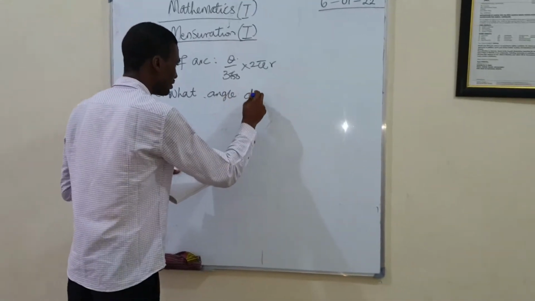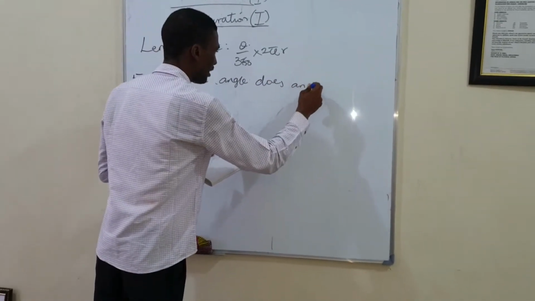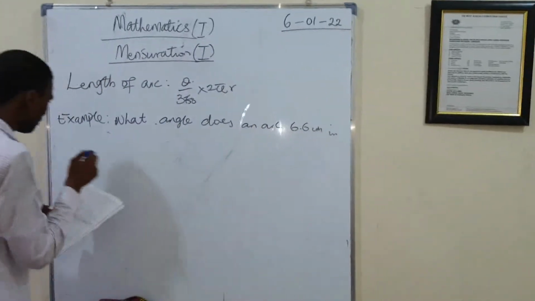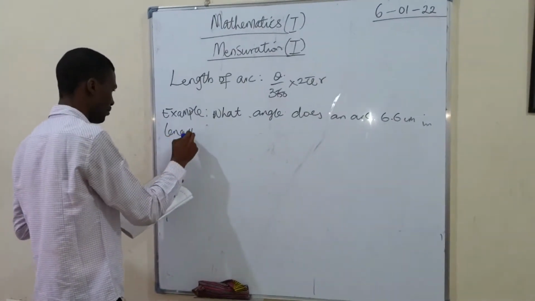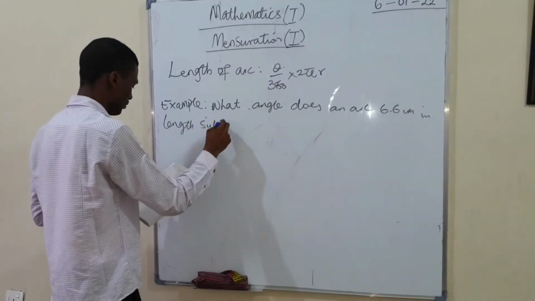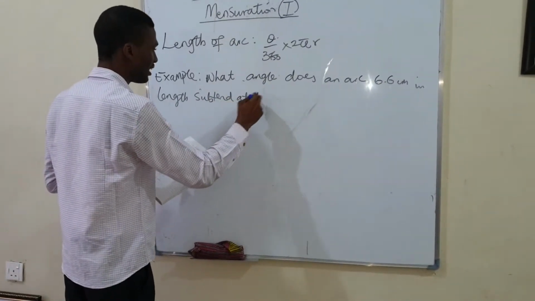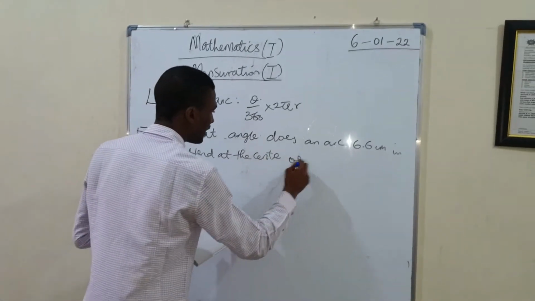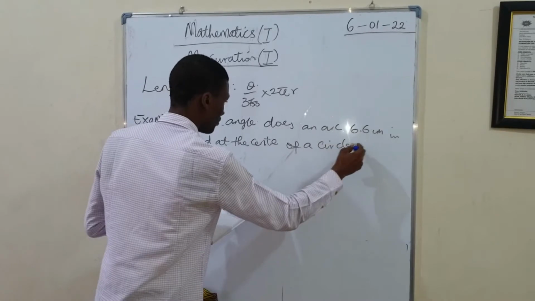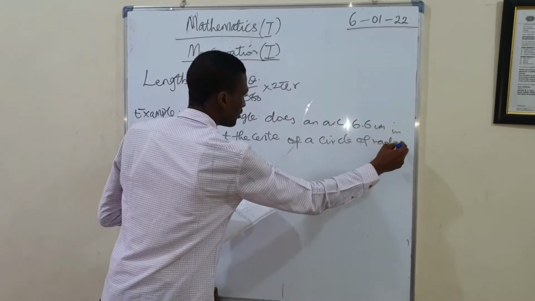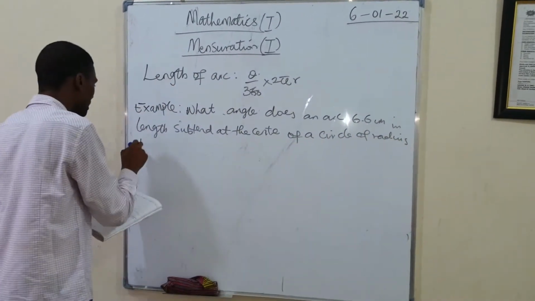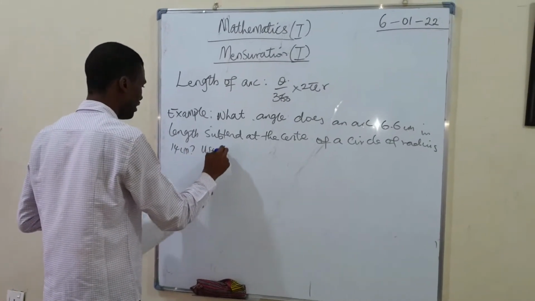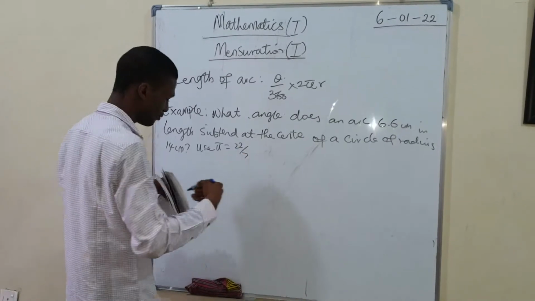What angle does an arc 6.6 cm in length subtend at the center of a circle of radius 14 cm? Use pi equals 22 over 7.